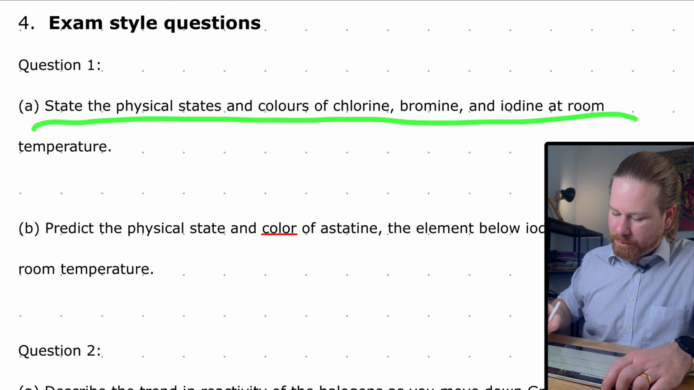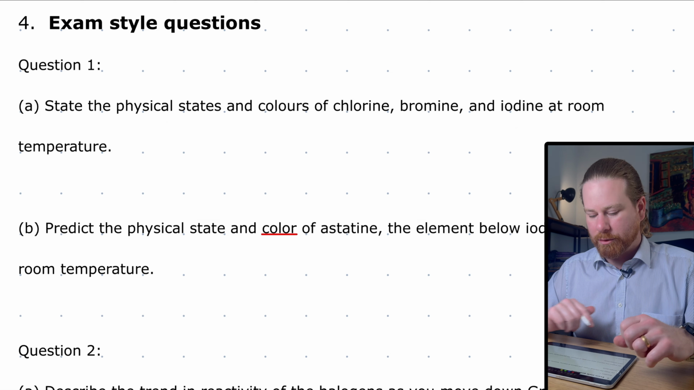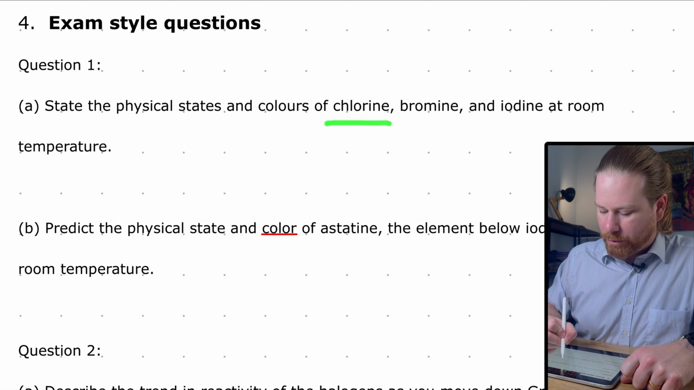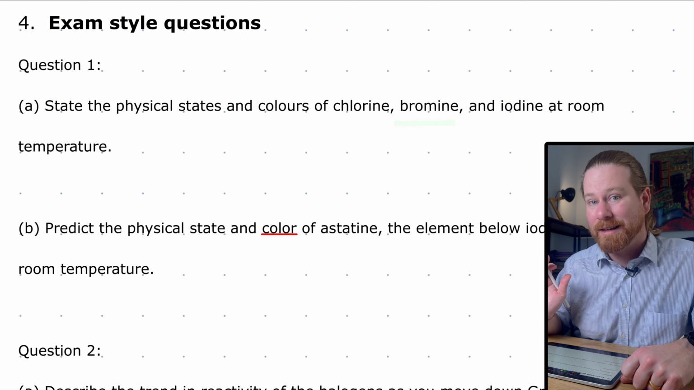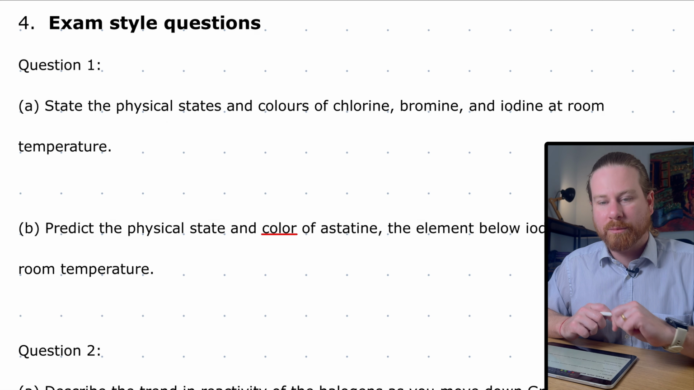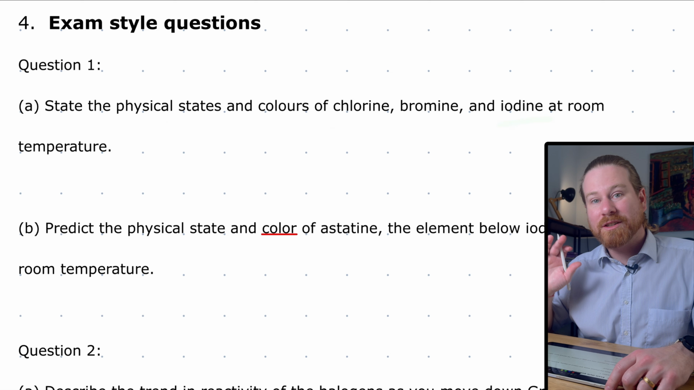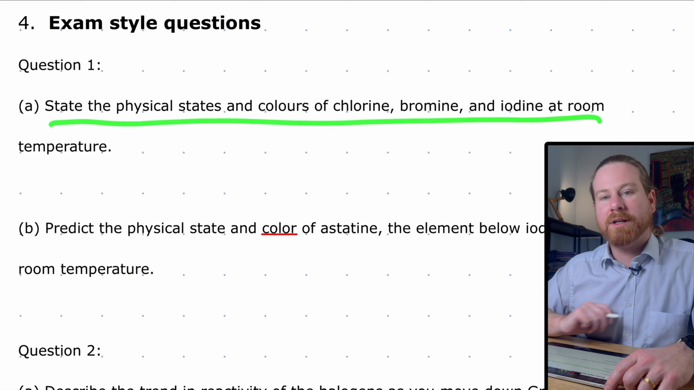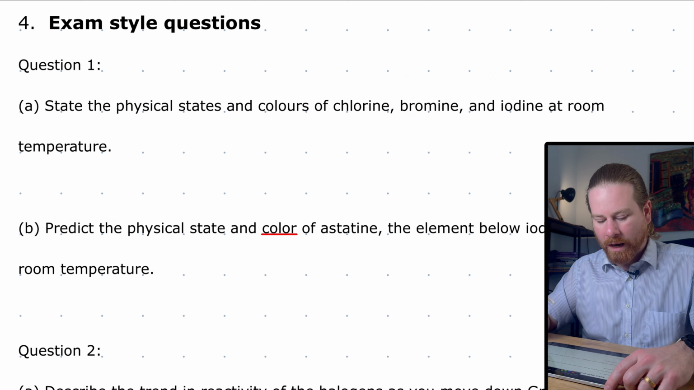State the physical states and colours of chlorine, bromine and iodine at room temperature. We have done this quite a lot already, so this is good. Chlorine is a gas, a pale green gas. Bromine is a liquid, a reddish brown liquid, one of only two liquid elements on the periodic table. Mercury is the other one. And iodine is a solid, a grey solid. You really do need to know the colours, especially of these three elements. It comes up lots and lots.